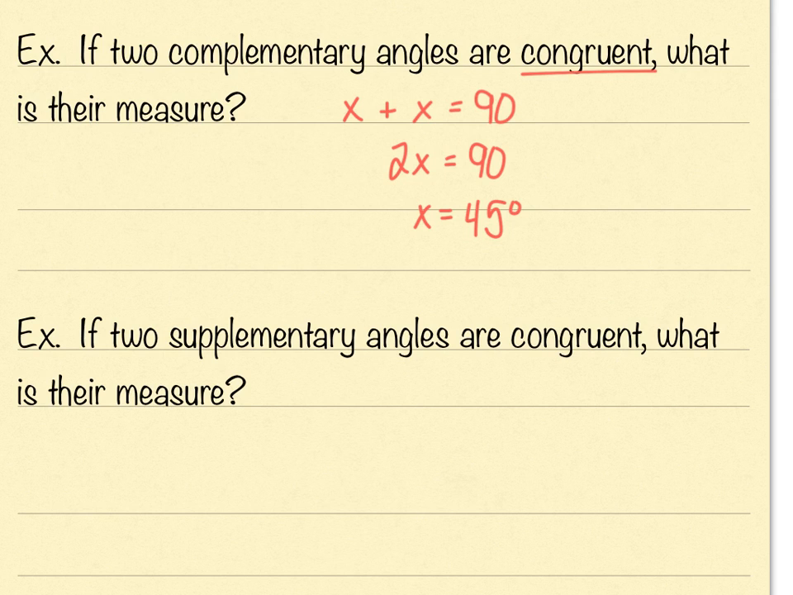And similarly, if we have two supplementary angles that are congruent, they're going to be the same measure, we can take 180 and divide by 2. Or algebraically, you could say that two angles together are going to add to 180. And so when you divide by 2, you find out that in order to be the same, both of the angles would have to be 90 degrees.